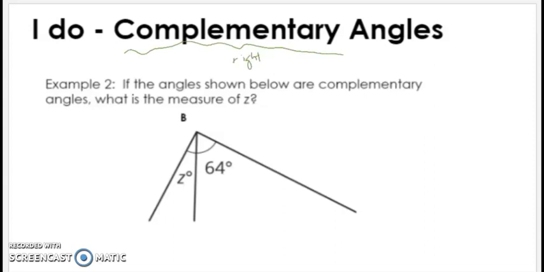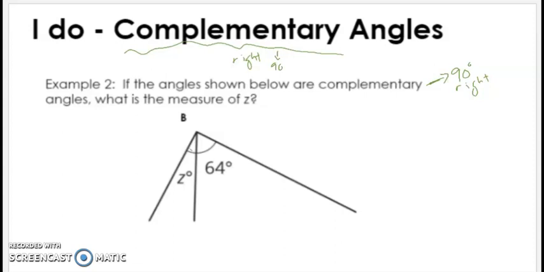So it says if the angles shown below are complementary, and I'm going to even write off to the side, that means they make a 90-degree or a right angle. What's the measure of angle Z? So you'll notice the number 90 is not in the question. You have to know that. You have to know when you see the word complementary that that means together they make 90.